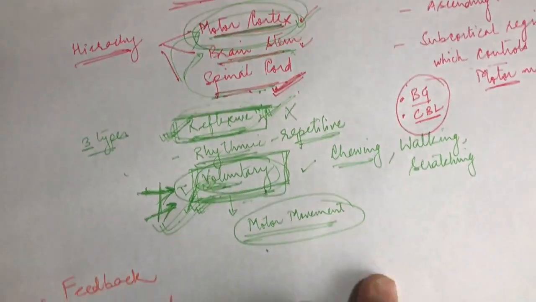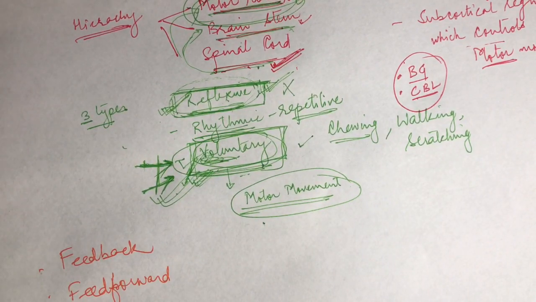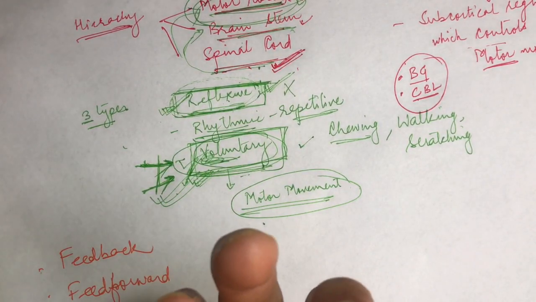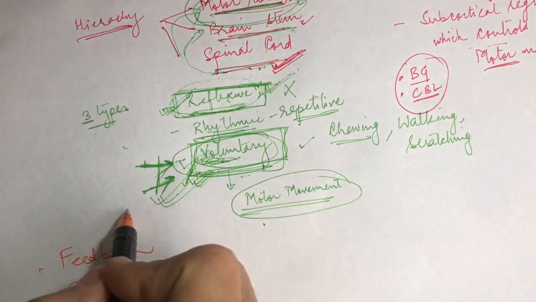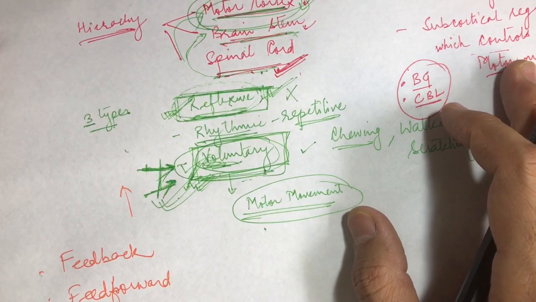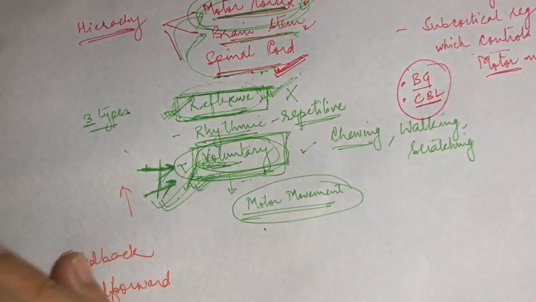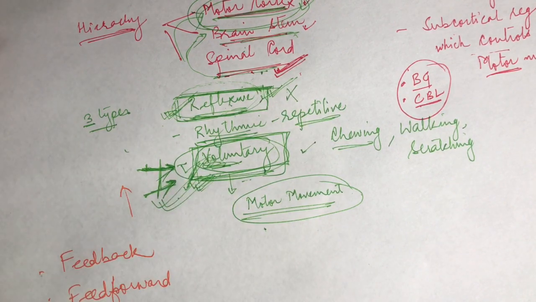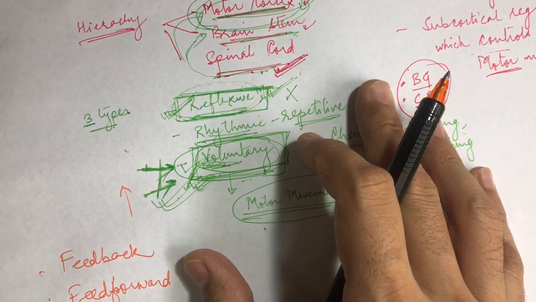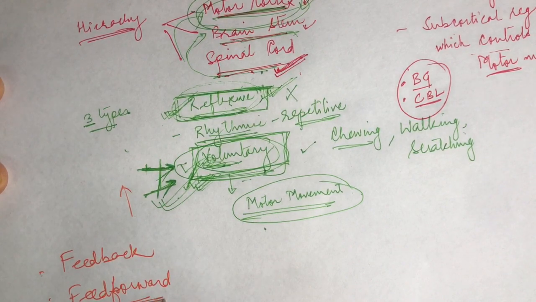Feedback loop and feed forward loop is like when you are performing a movement, moment to moment, second by second, there is feedback going, and that feedback is happening at the time of the movement, and that feedback is immediately going back, so that it helps in fine tuning the movement, right? That is one. Then there is feed forward. Feed forward is like you are anticipating a thing.